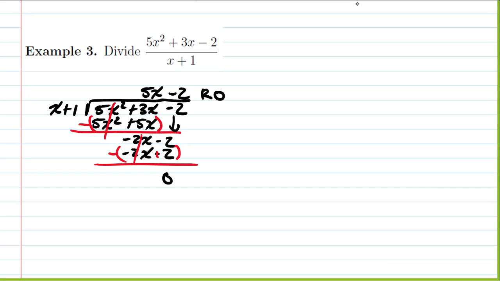So then if we were to write this out, what it tells us is the following, that our division, 5x squared plus 3x minus 2 over x plus 1 is equal to our whole part, which is 5x minus 2, plus our remainder over our divisor. But our remainder is 0. So adding 0 doesn't change anything.